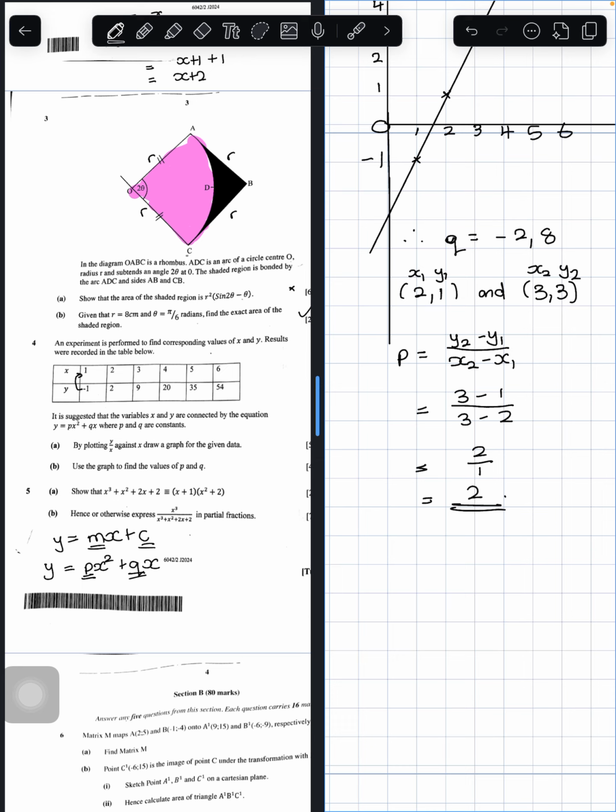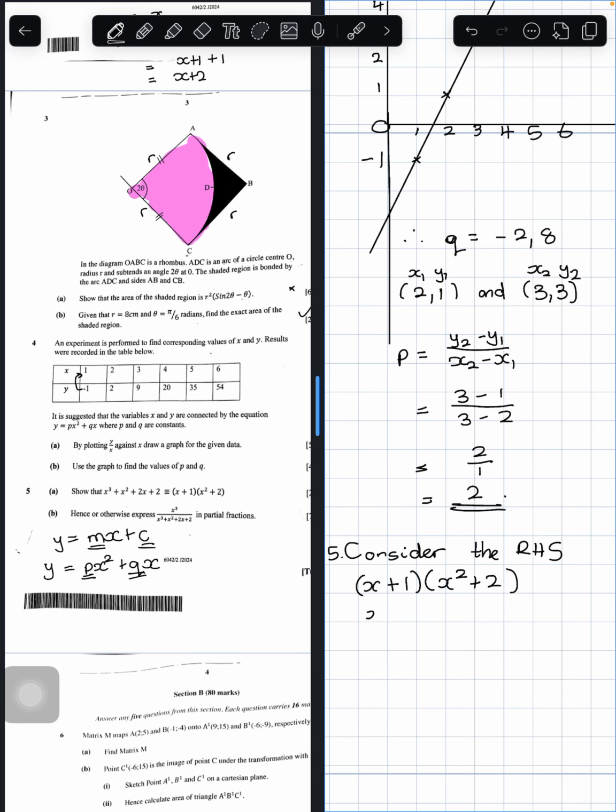So for me here, I am going to consider the right hand side. This is number 5. I'm going to consider the right hand side. My right hand side, I'm going to expand x plus 1, x squared plus 2.